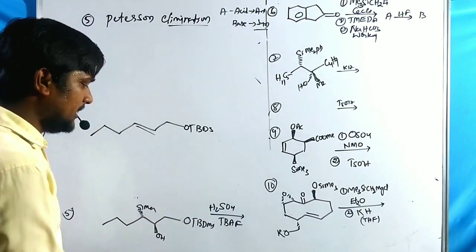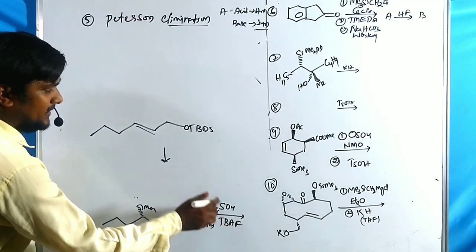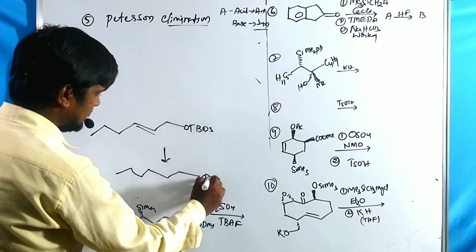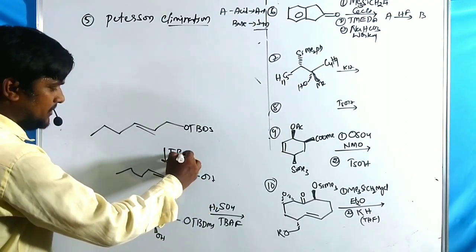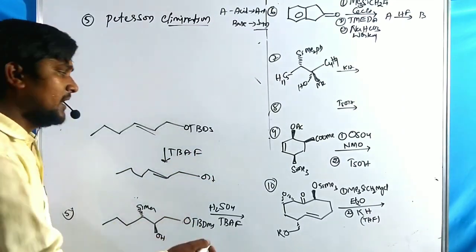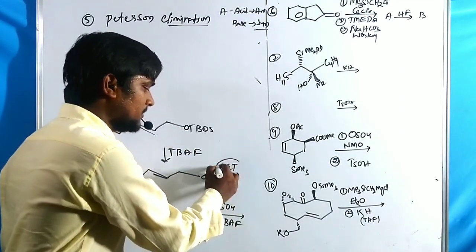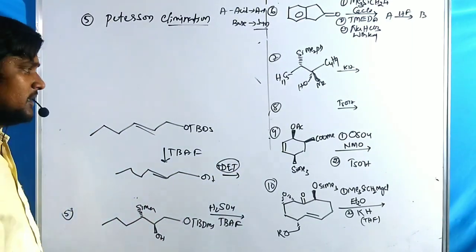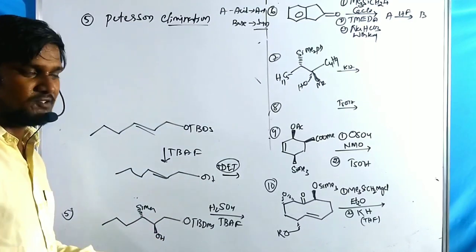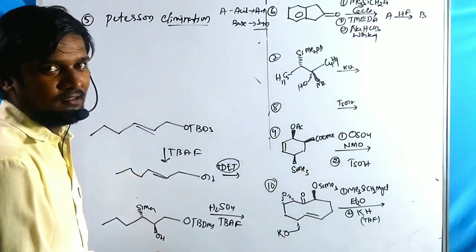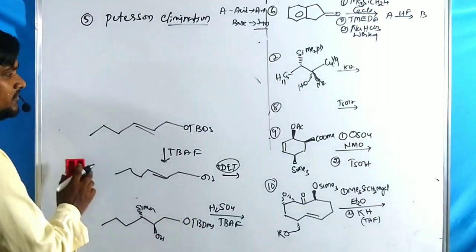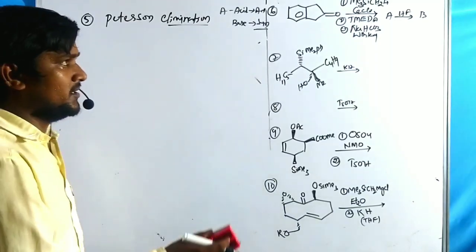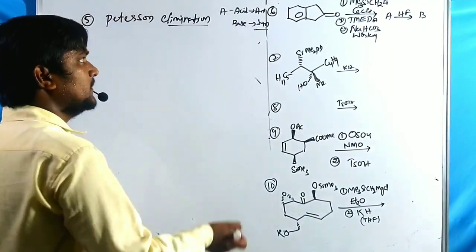Here TBAF is a fluoride reagent, so it deprotects our silyl group. Now we will get the allylic alcohol. The allylic alcohol can be epoxidized in the presence of Sharpless plus DET or minus DET, and we will get stereospecific epoxides. Now our topic is Peterson olefination, that's why I did not continue with the second part of this question. If possible, I'll make a video on Peterson olefination CSIR NET and GATE reactions.